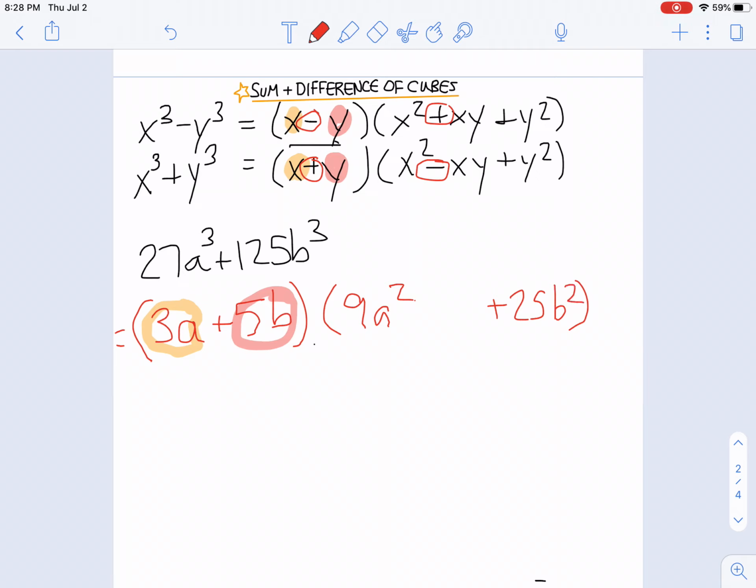And then for the middle term, we're going to change the sign, so it'll become minus. 3 times 5 is 15, and we have a times b. So we end up with 9a squared minus 15ab plus 25b squared, and that's all times 3a plus 5b.